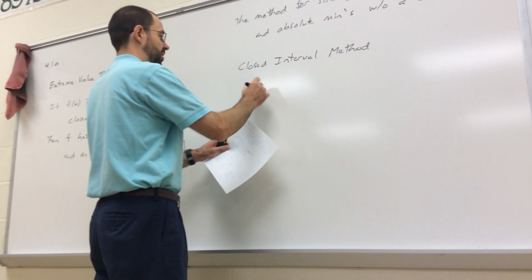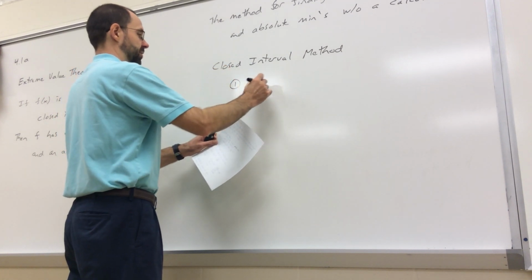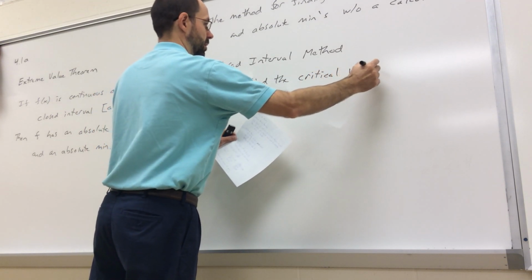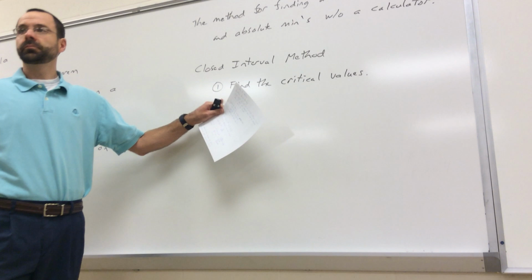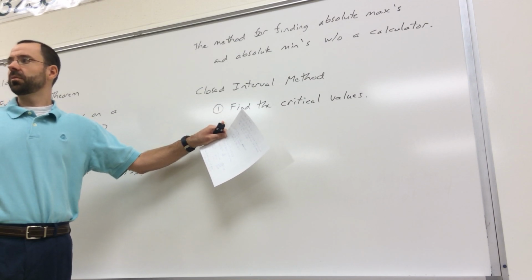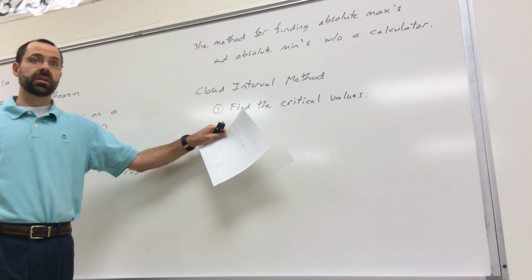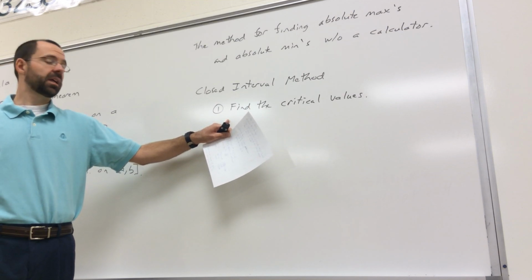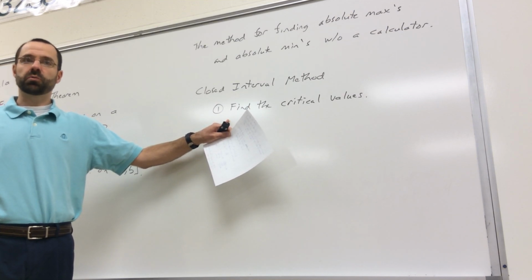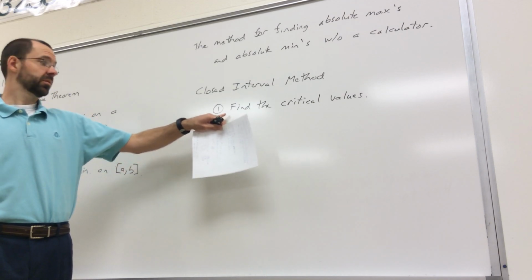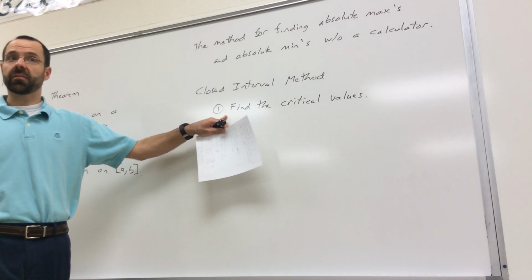All right, so this is just a three-step process. The first step is to find the critical values. What were critical values again? Where f prime is 0 or undefined. Good. So all the places where the derivative is 0 or where the derivative is undefined. So find all those places. And remember yesterday we said those were important because extreme values might occur there. That's why we're finding them.